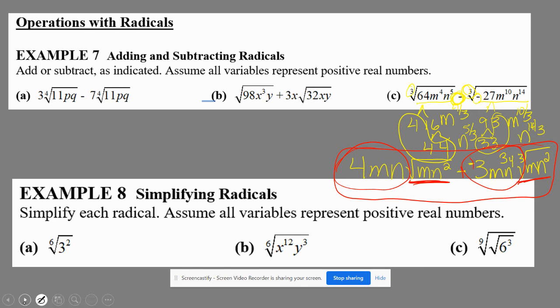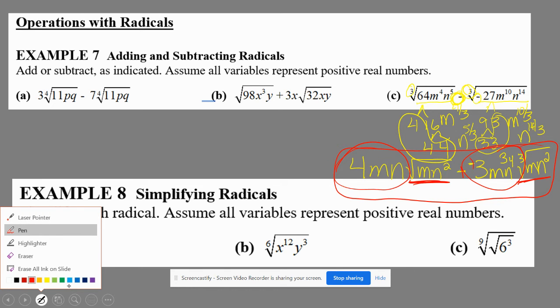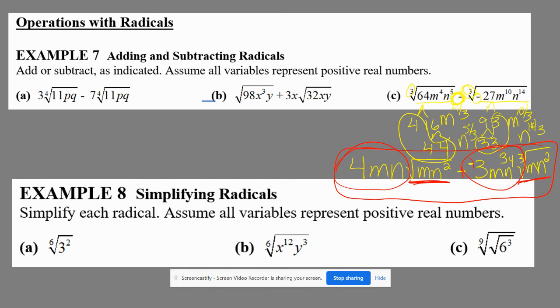Example 8 is more of the simplifying that we were doing earlier in one of the other examples. My base here is 3. My exponent is 2. My root is 6. Now it's only saying simplify, not evaluate. So it's not asking me to put this in my calculator and try to figure out an answer. 2 over 6, I can reduce to 1/3. And so that's 3 to the 1/3 power.